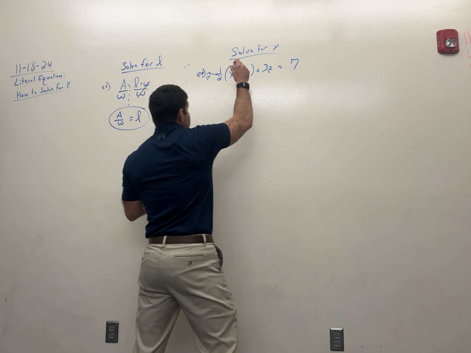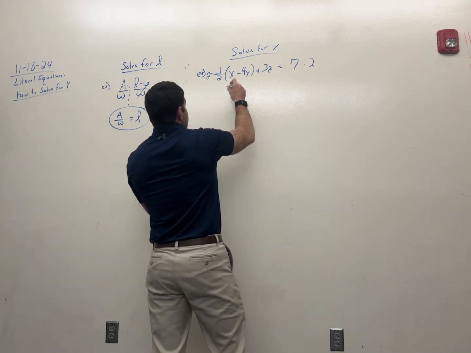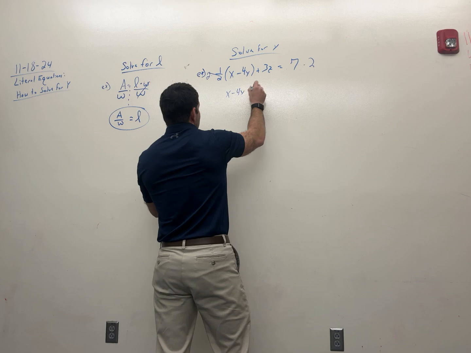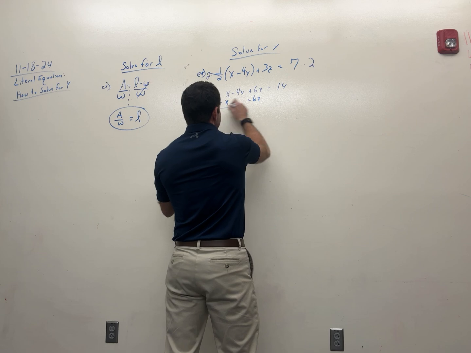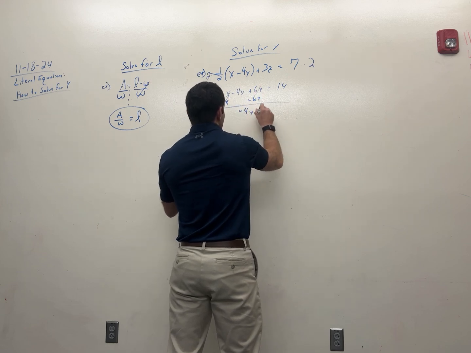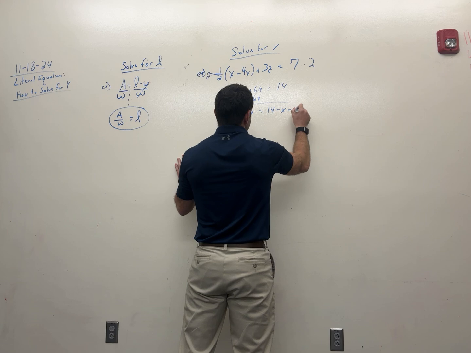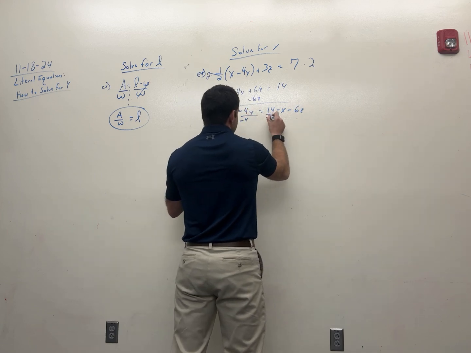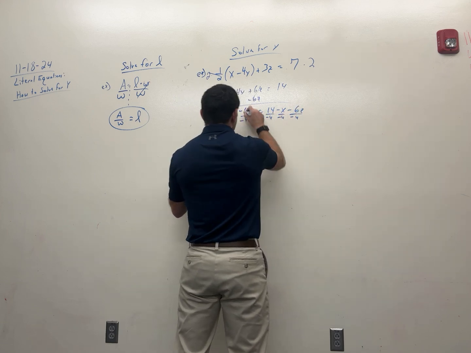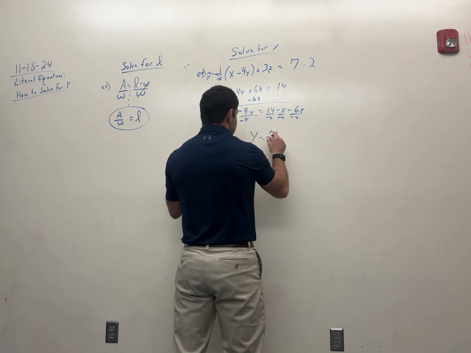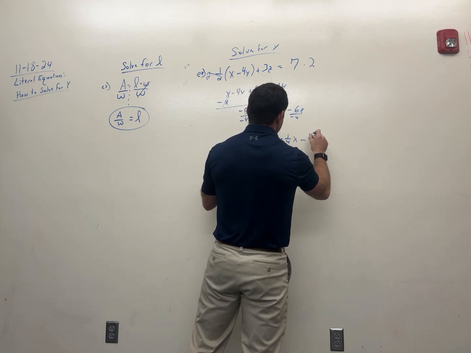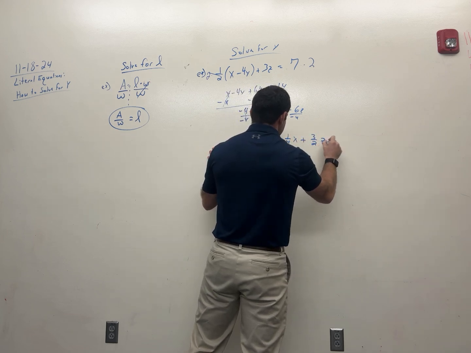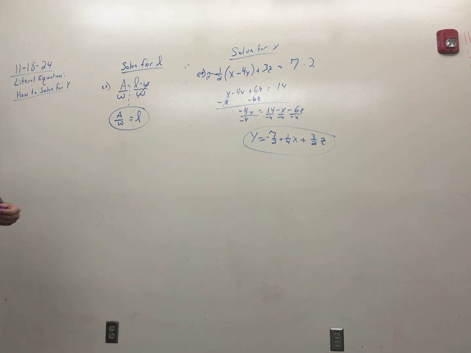Multiply both sides by 2, so that gives me x minus 4y plus 6z equals 14. Subtract x, subtract 6z. That gives me negative 4y equals 14 minus x minus 6z. Divide each thing by negative 4. Y then equals negative 7/2 plus 1/4 x plus 3/2 z. That's right.